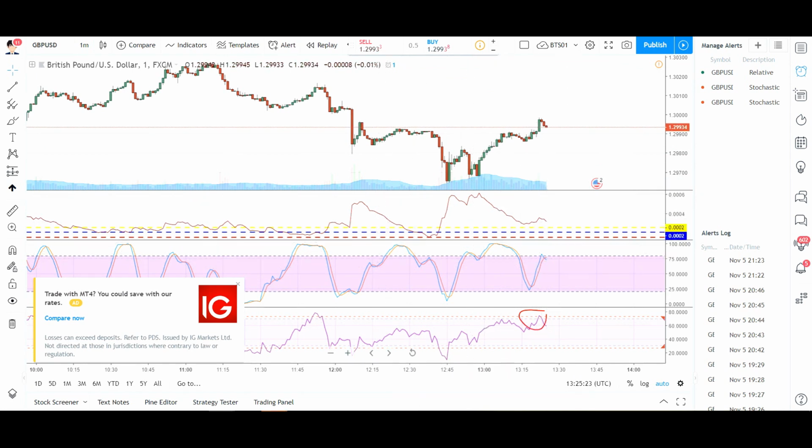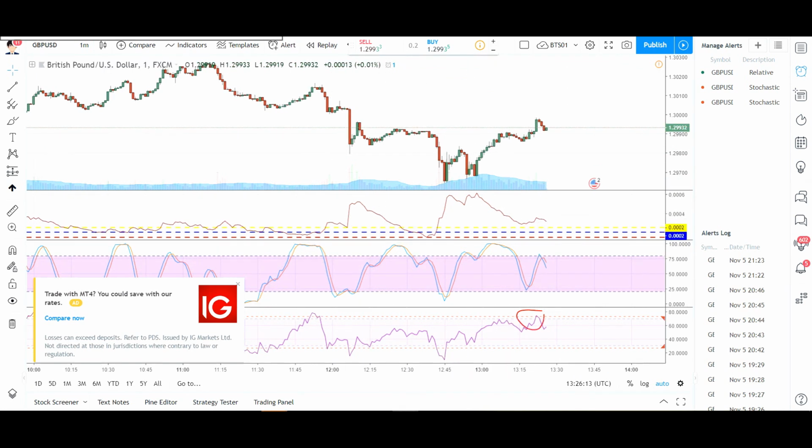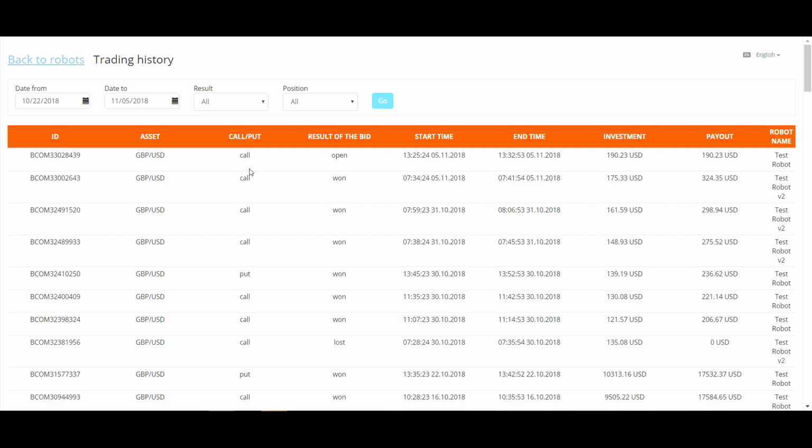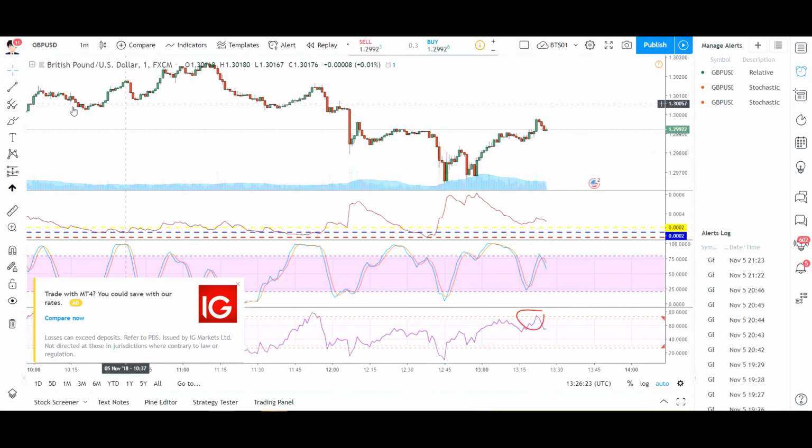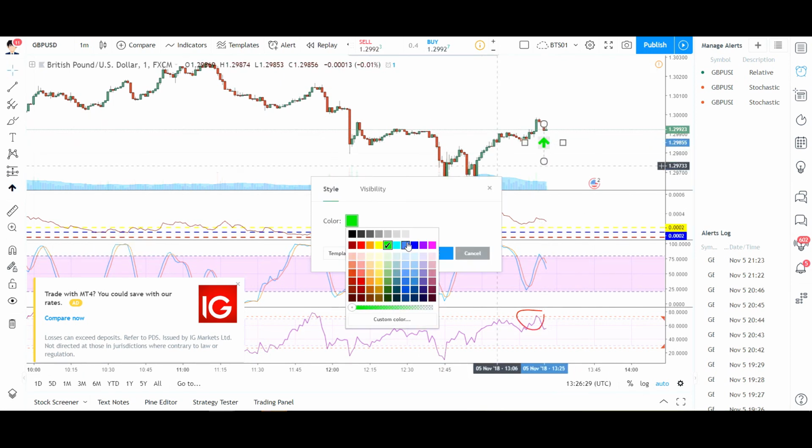And yeah, you can see the X forming right now. Okay, so we have a trade right now that is already open. Let me turn off the robot. We have a 125 call. Let me place an arrow right here, and change it to blue.